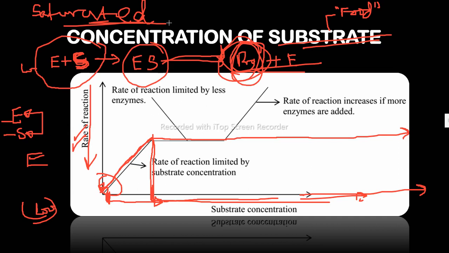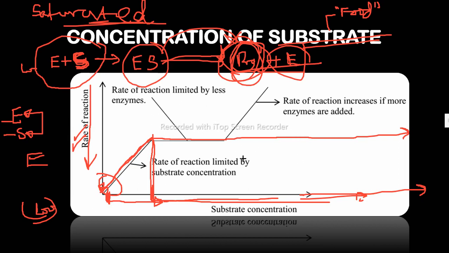Because if all active sites are saturated, then for another substrate to bind to that very enzyme, the enzyme substrate complex must first dissociate to give you the product and the enzyme back. But before it dissociates, you cannot bind. So if enzymes are saturated at any time t, then you cannot expect an increase in enzyme activity with further increase in substrate.